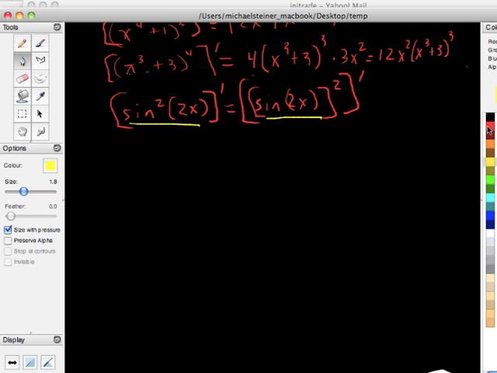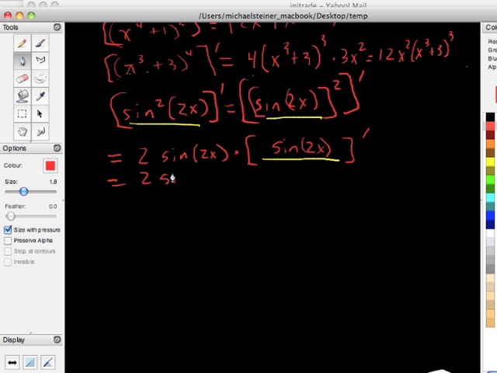Well, using the inside-outside rule, we would first take the power down, 2 sine of 2x to the first power, times the derivative of what's inside. So times the derivative of sine of 2x. Well, this is a composite function right here, so we have to do it again. So I'm just going to rewrite this 2 sine of 2x. Now we have to take the derivative of this.